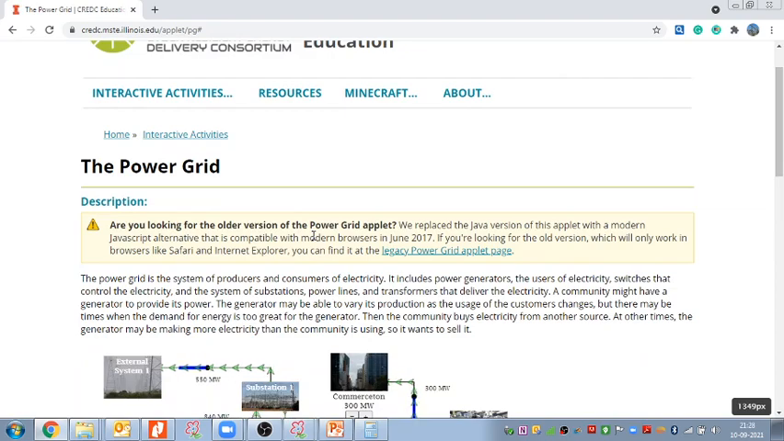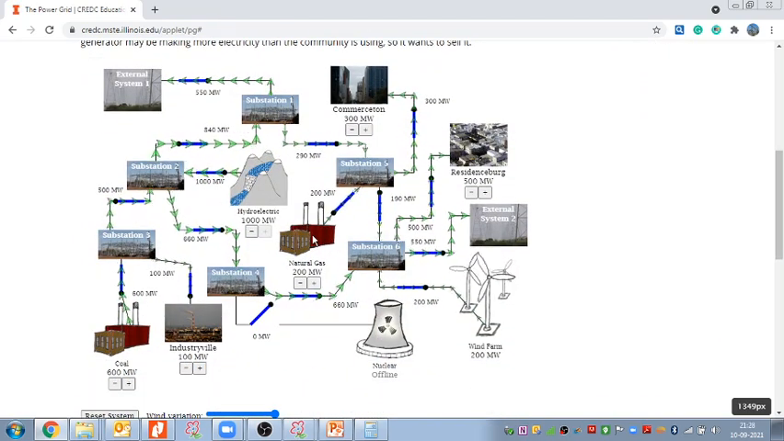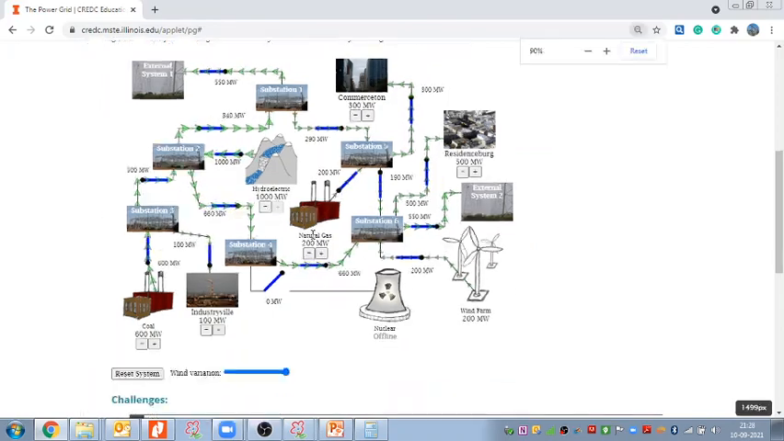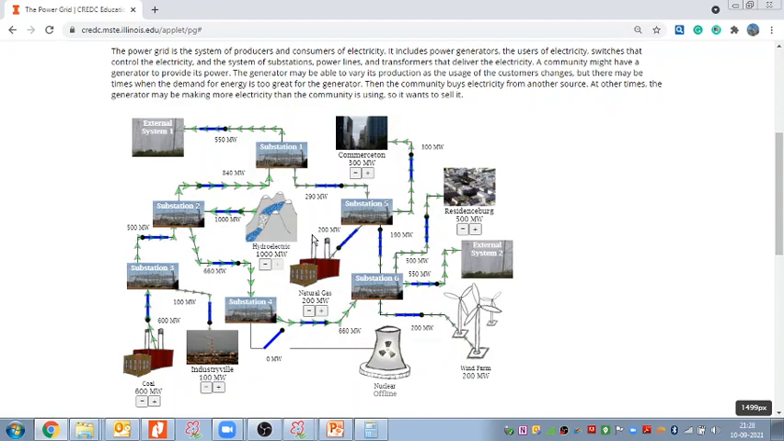The power grid, the T&D system. So we can simulate, we can see by this. Yes, so what we are doing basically, this coal 600 megawatt we are doing generation.